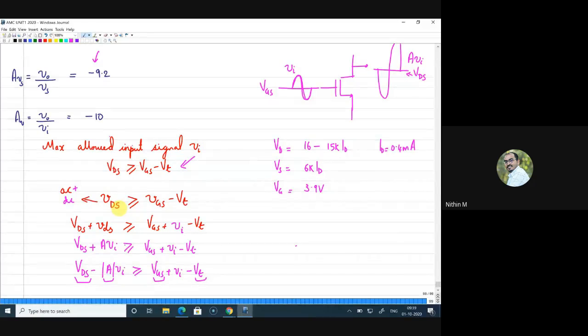So can I get the values of VD and VS? What is VD? 16 minus 5K into ID. So what is the VD value? VD is 10. Okay. What about VS? VS is 2.4.